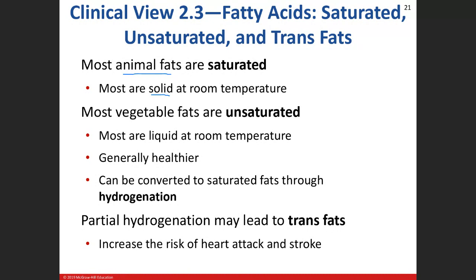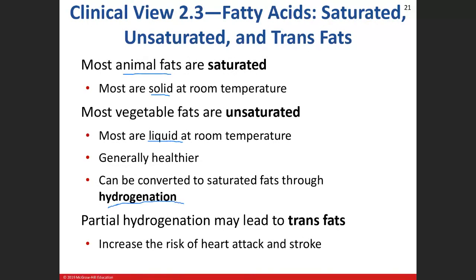So when we talk about most vegetable fats, those are going to be unsaturated, so they're going to have at least one double bond, and most of those will be liquid at room temperature. Yes, these are going to be the healthier alternative. But we can convert these unsaturated fats into saturated fats, and that process is called hydrogenation.